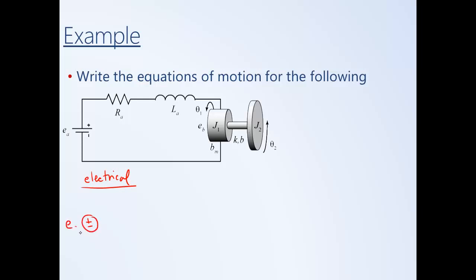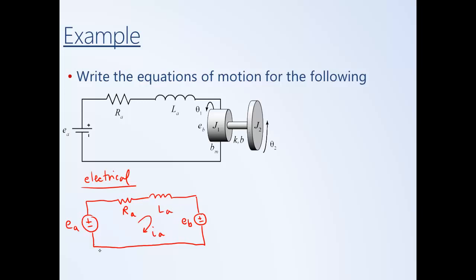So we have a voltage source, E sub A, then the rotor or armature has some resistance, some inductance, and then some back EMF. And so again, recall that we can model this using Kirchhoff's voltage law, Kirchhoff's loop law, where we will assume that the armature current flows clockwise.